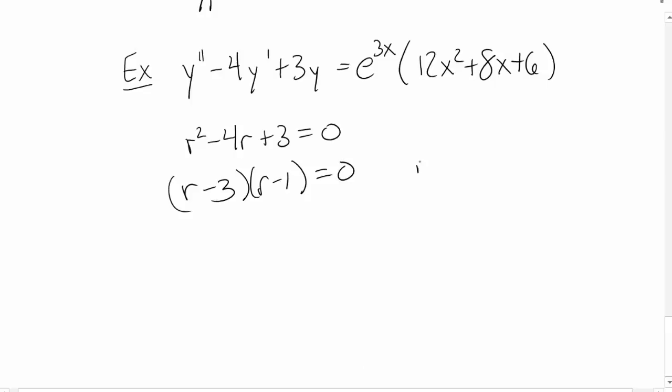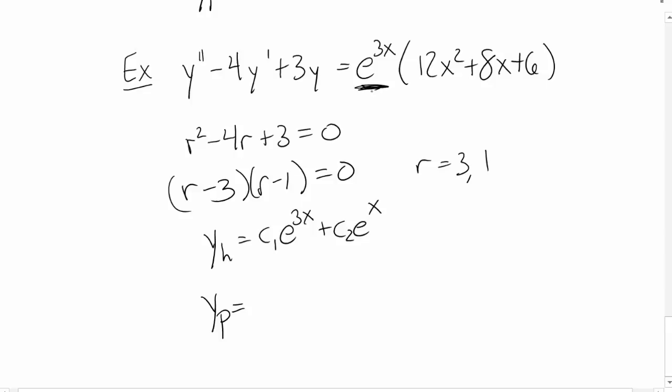Which means my r values are 3 and 1. So my homogeneous solution is going to be c1 e to the 3x plus c2 e to the x. Now, if I were taking a guessing approach for the particular, you'll notice that e to the 3x is part of the homogeneous. So you would have to tack on an extra x. So you'd have an extra x times e to the 3x times a generic second degree. That will be a lot of work.